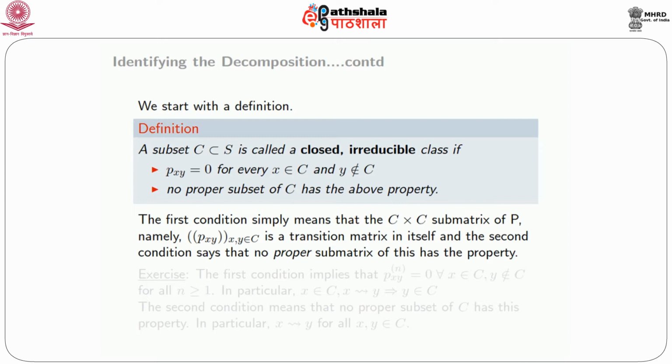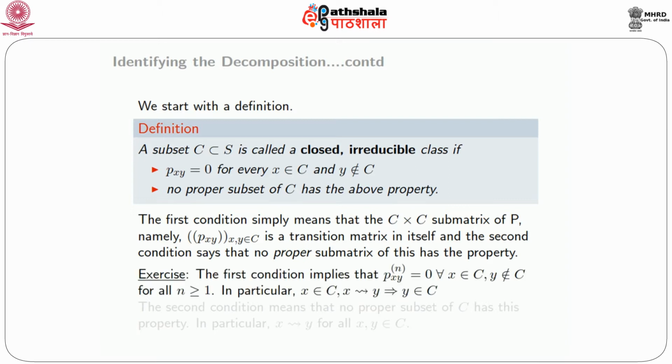Because in any case, for y not in C, the contributions would be 0. So that means the first condition simply means that the C cross C submatrix of P, namely pxy when xy is restricted to C, is a transition matrix in itself, because the row sums are 1 and all entries are non-negative. And the second condition says that no proper submatrix of this has this property.